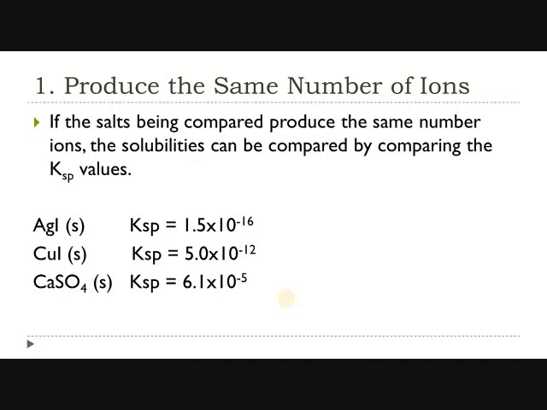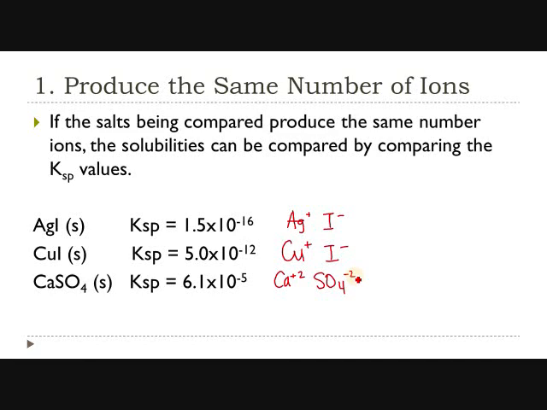So for all of these three compounds, the ratio of the charges makes it so that you have one of each, okay? Right, so like the silver iodide, we have one silver and one iodide. And then copper iodide, we have one copper and one iodide. And the calcium sulfate, it's a +2 -2, but there's still only one of each ion. So this is what it means when it's producing the same number of ions.